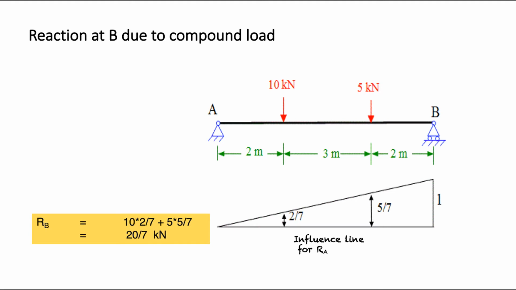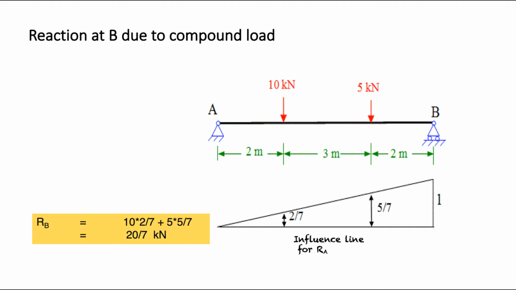Well, this is another example to determine the influence line, but this time is due to the compound loads. Compound loads mean more than one load. In here we have two loads, 10 kN and 5 kN. Let's say we want to find the reaction at B due to two loads.